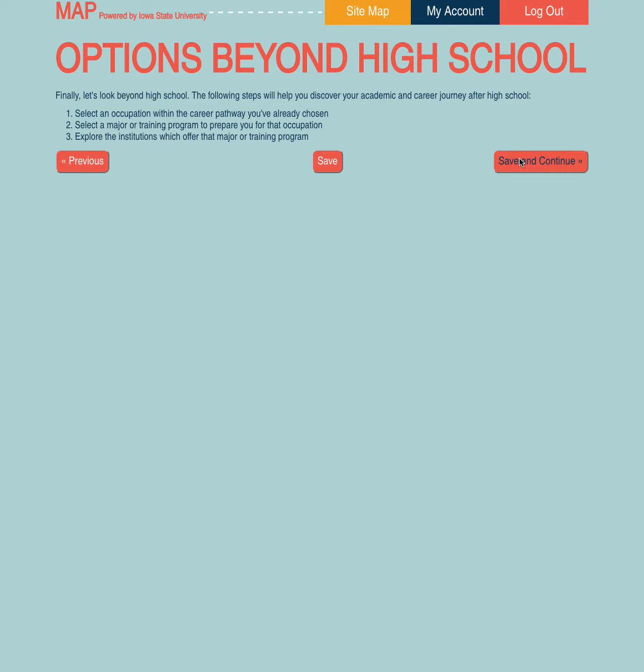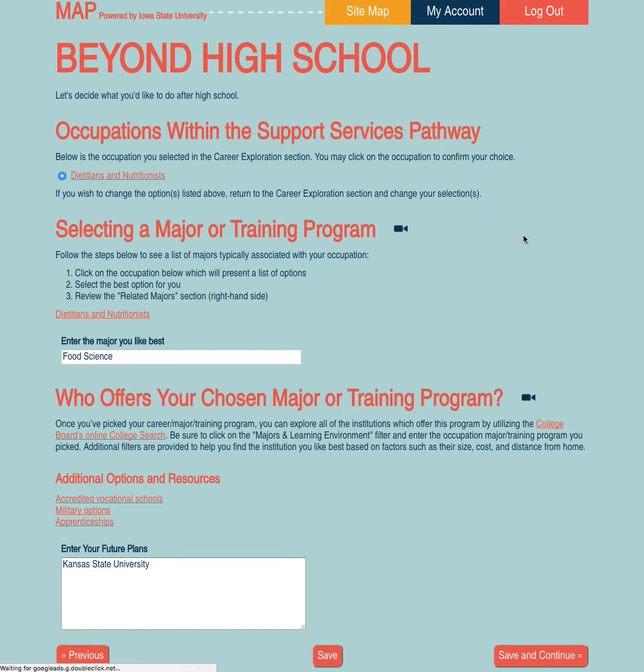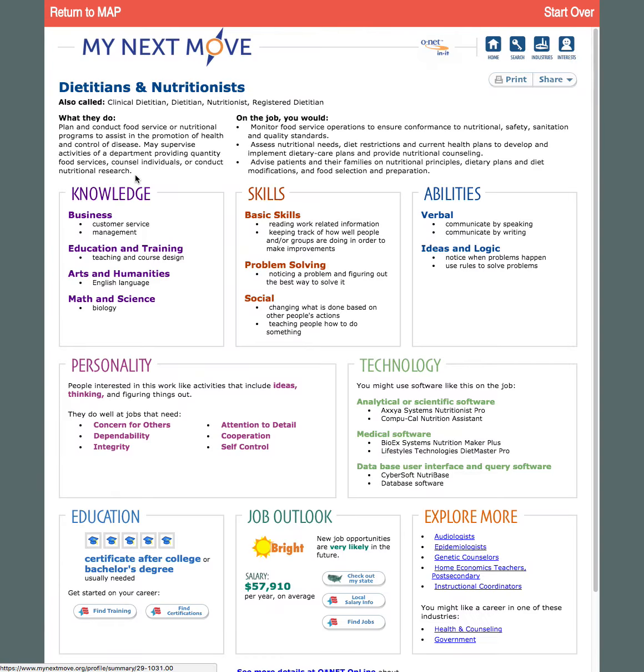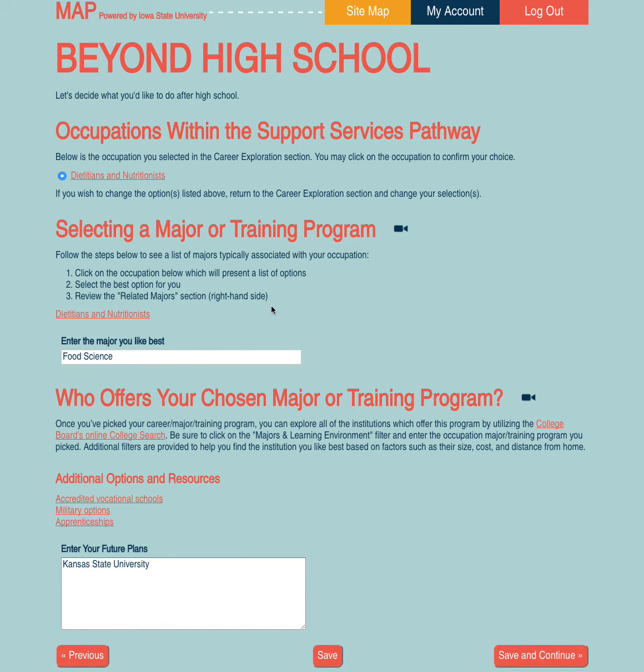The fourth and final step of MAP is exploring options beyond high school. In this section, the student can explore the occupation they selected. They will see the current outlook for the career, potential earnings, and other valuable information. They are also able to explore which institutions offer their particular major or training program.